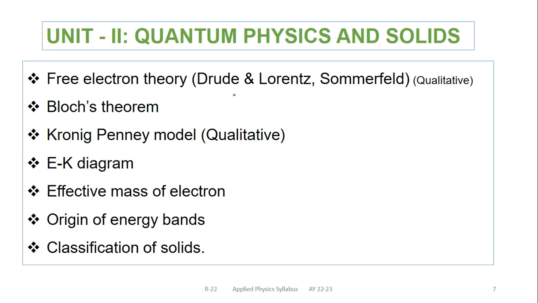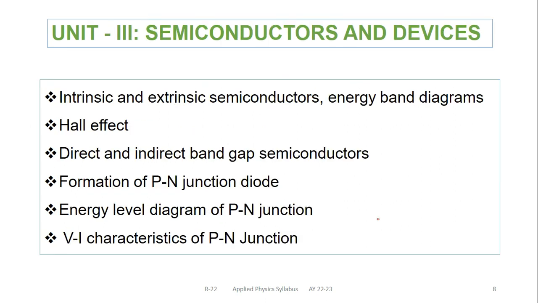To overcome the limitations of those two models, we will introduce the Bloch function along with Bloch theorem, where we will deal with periodic potentials, and based on it we will study the Kronig-Penney model. As an integral part of it, we will study the effective mass of the electron and how the bands in solids are formed, and then based on the energy bands we will classify the materials into conductors, semiconductors and insulators, and after that we will come to the next unit, that is semiconductors and devices.